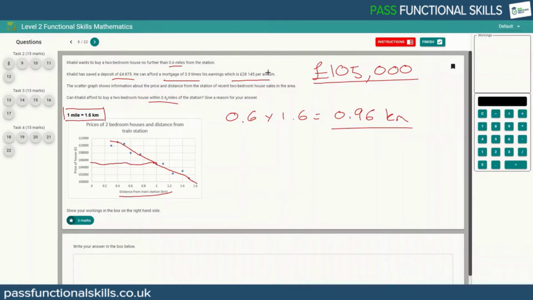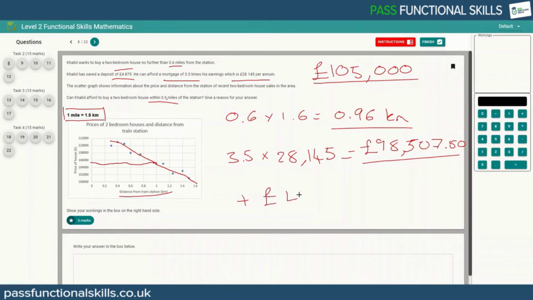We're given the information that the mortgage he can get is 3.5 times his annual salary of 28,145. So calculating that value, we just multiply it, and putting this into a calculator, that comes out as 98,507.50. We always add the 0 at the end for money. But that's the mortgage he can get, and we're also told that he's saved up for a deposit, so we have to add that value to the total.